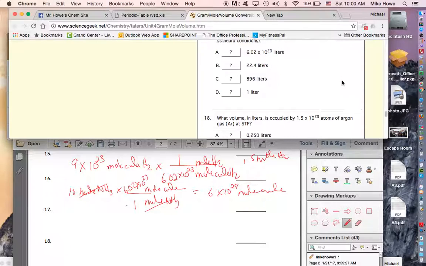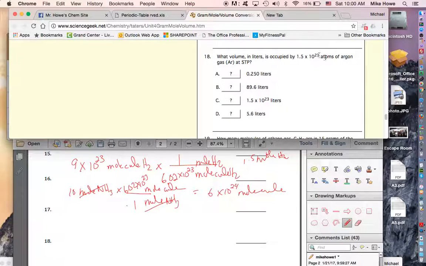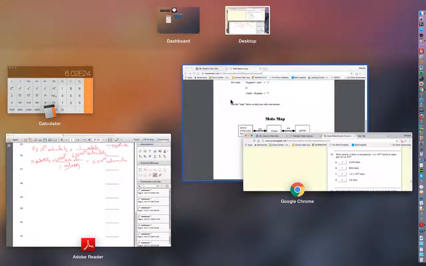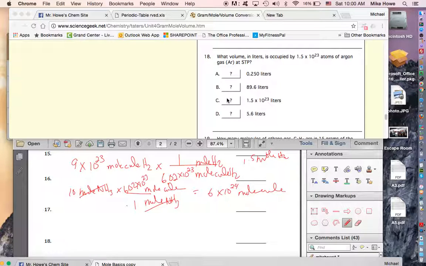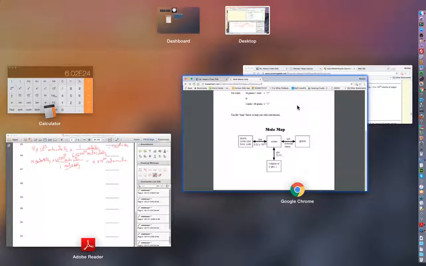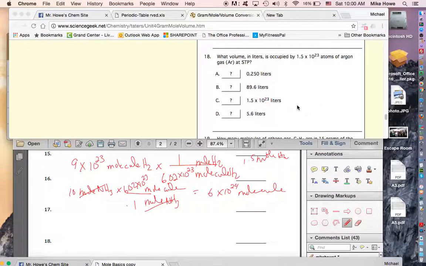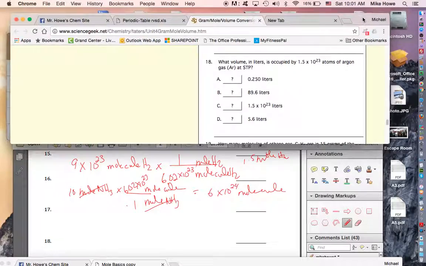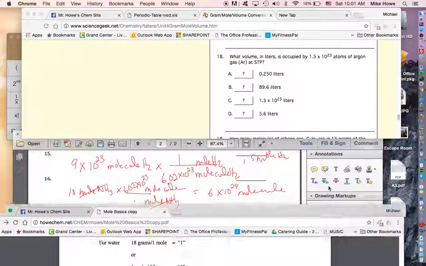All right, now we're going to go down to number 18. Once again, we've got the pieces definition, but this time we're looking for liters. Okay, to handle that, I need to pull up another piece of paper that I had a minute ago. Where is that little guy? Oh, here he is down at the bottom. Okay, I put him down there.